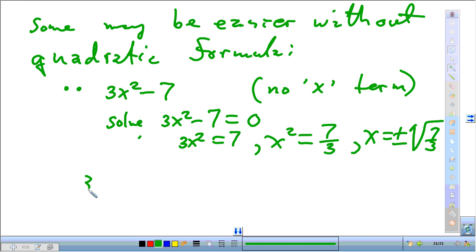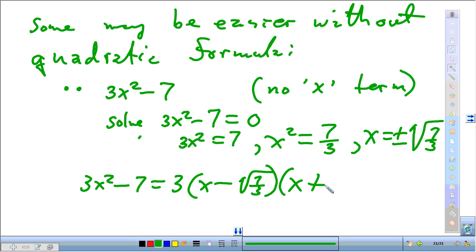So 3x squared minus 7 would have the factors x minus the square root of 7 over 3 and x plus the square root of 7 over 3. These being monic, I need the leading coefficient of 3 out front.